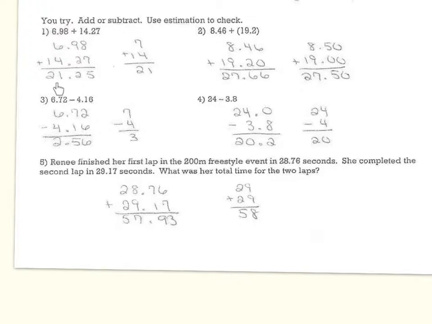Number 1, your answer is 21 and 25 hundredths. Number 2, the answer is 27 and 66 hundredths. Number 3, your answer is 2 and 56 hundredths. Number 4, your answer is 20 and 2 tenths. And number 5, your answer is 57 and 93 hundredths.